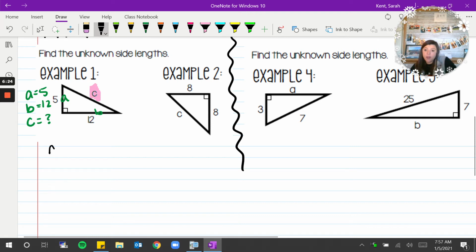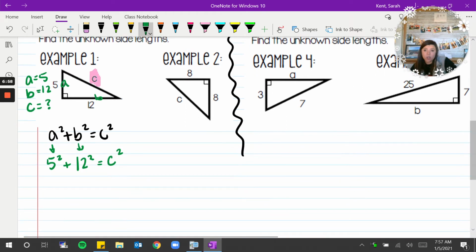So our formula that we're going to fill in is a squared plus b squared equals c squared. I'm going to plug in a is 5, so here I would have 5 squared, plus b, my b is 12, so 12 squared, equals, and I can leave c squared. I'm going to show you 2 different ways to solve this. I'll show you one way with example 1, another way with example 2. You can pick which way you like best.